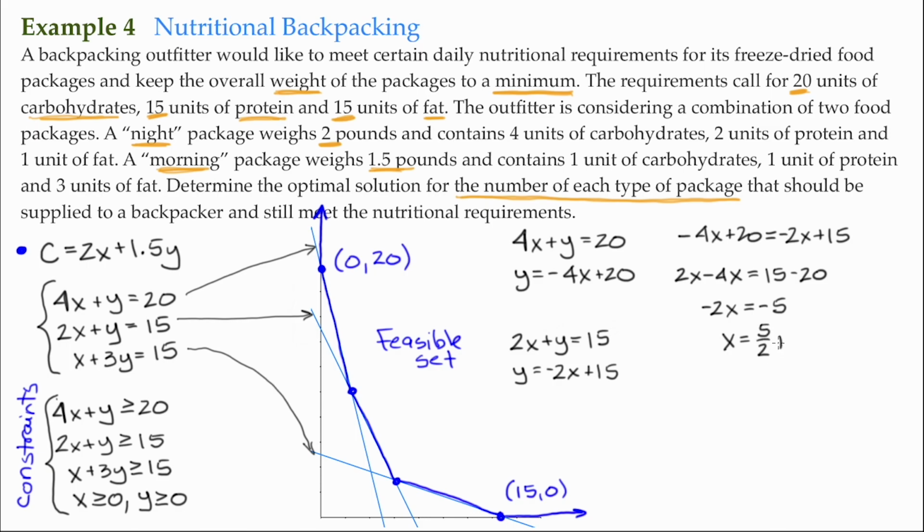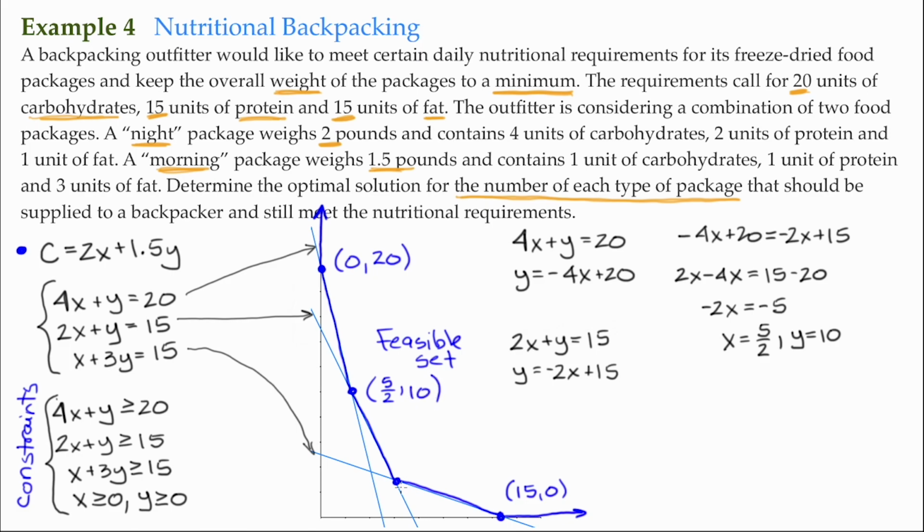We then take this value and slug it into either one of these. If we slug it in down here, negative 2 times 5 halves, that's negative 5, and negative 5 plus 15, y is equal to 10. So the coordinate for here, 5 halves and 10.